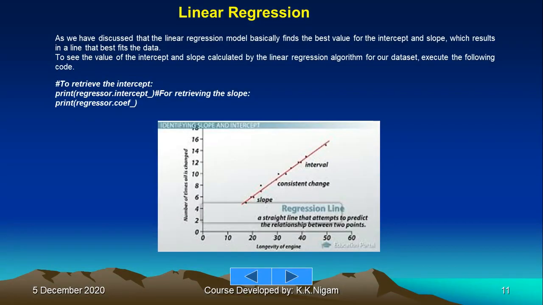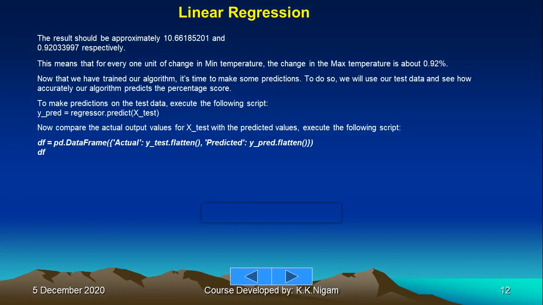And then, as we have discussed, the linear regression model basically finds the best value of the intercept and slope, which results in a line that best fits the data. To see the value of the intercept and slope calculated by the linear regression algorithm for our data set, execute the following code. To retrieve the intercept, print regressor.intercept_, and for retrieving the slope, print regressor.coef_. So you will get this kind of a result.